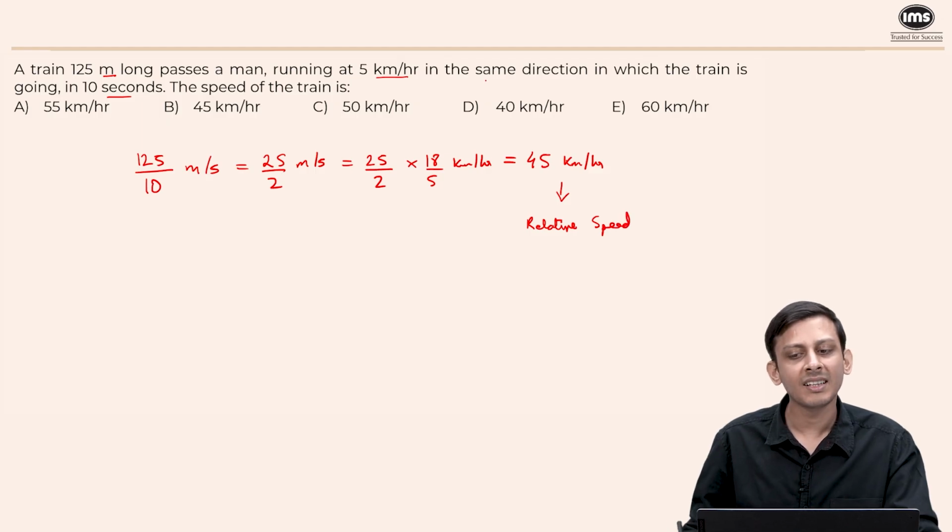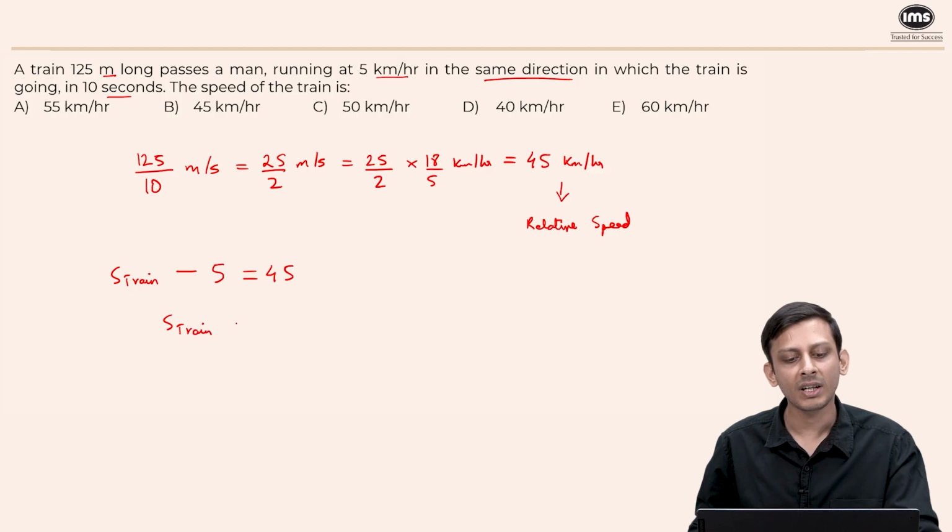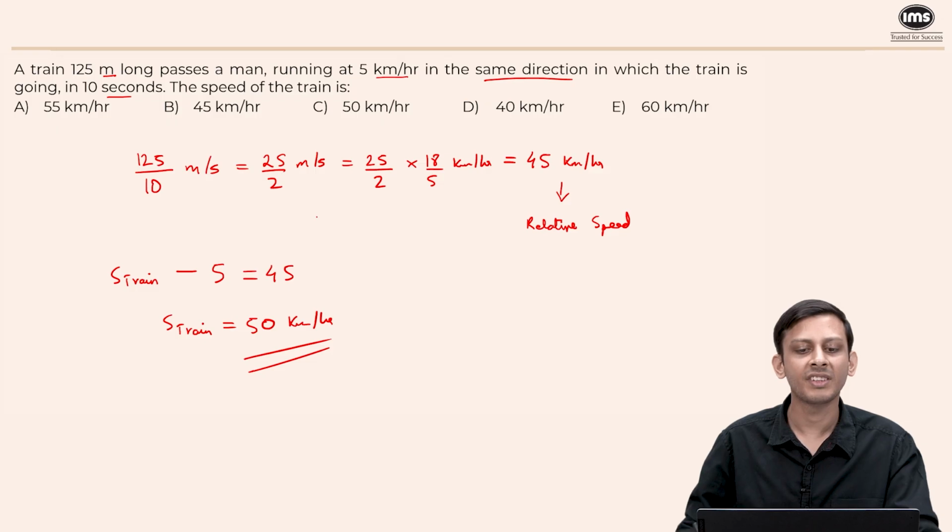Now here they are traveling in the same direction. So we know that relative speed in the same direction is the difference in the speeds of the two objects, which means it is the speed of the train minus the speed of the man, because the train is the faster object, of course. So speed of the train minus the speed of the man, and speed of the man is 5 kilometers per hour. So that will be the relative speed, and that is equal to 45 kilometers per hour. So we will get that the speed of the train is 45 plus 5, which is 50 kilometers per hour, which is there in option C.